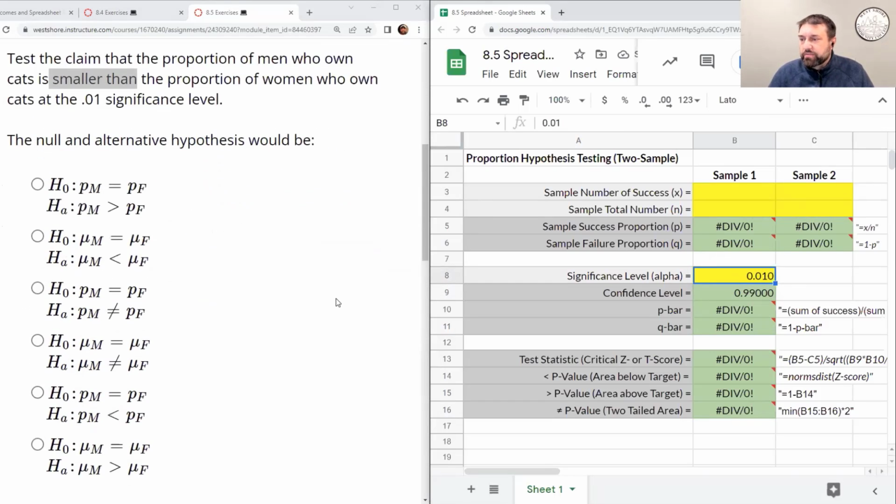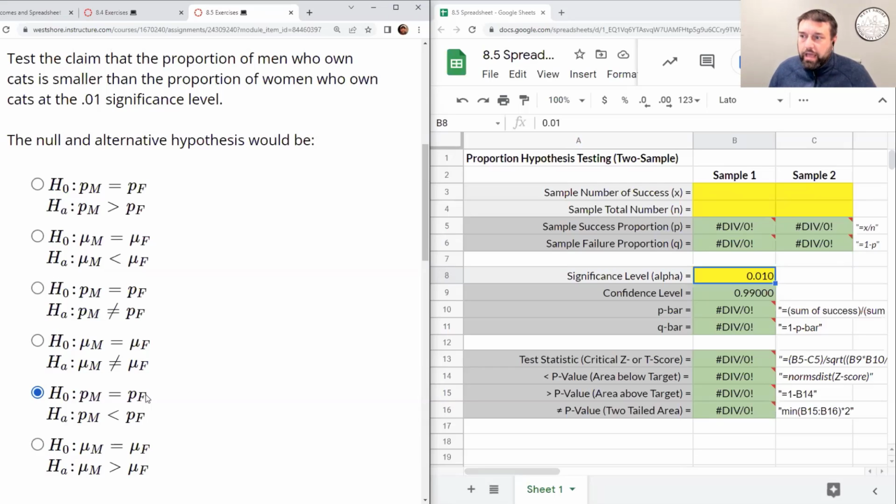So let's look at this. Now, again, we are dealing with proportions, P's. We're not dealing with mu's. We're not dealing with the mean of a data set. So anything that has a mu in it, immediately discard. So the null, of course, is that they're equal. There's no difference between the proportion of men who own cats and the proportion of women who own cats. They're the same. Nothing's different.